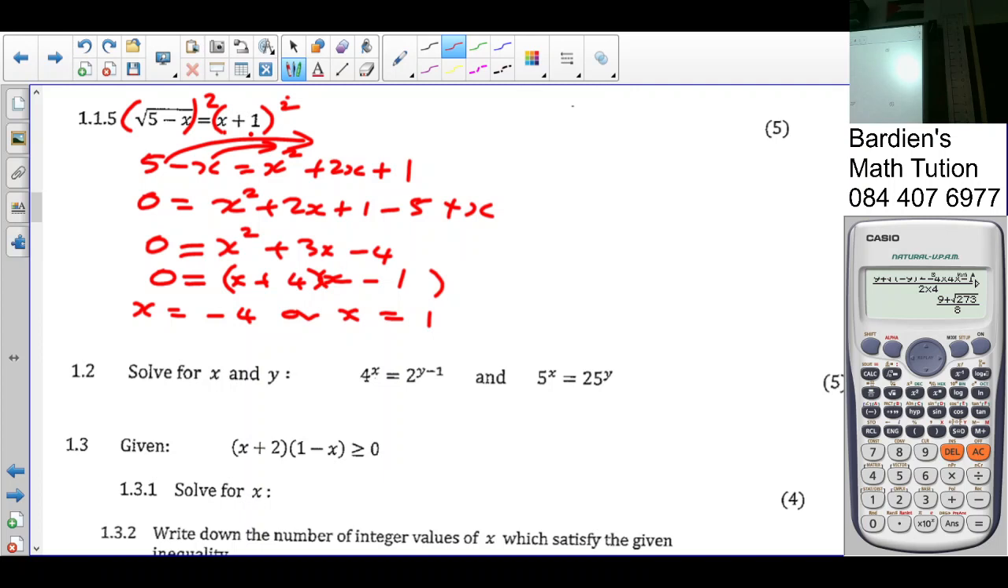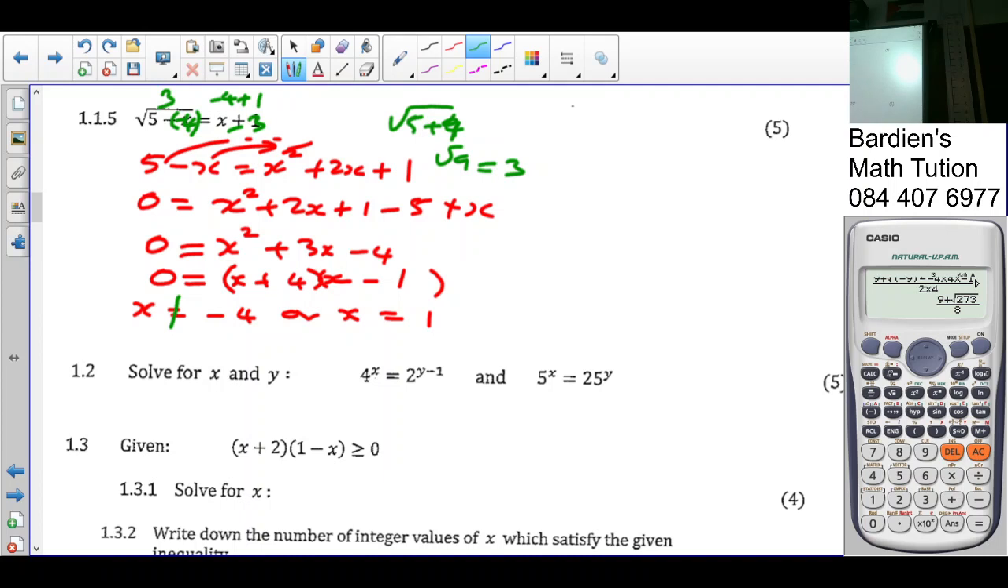Now this sum here, we need to test if it's correct. So what we do is we put negative 4 wherever you see an x. So it's going to be the square root of 5 minus minus 4, which is 5 plus 4, which is 9, which is 3. Can you see that? I put negative 4 on the other side. Negative 4 plus 1 is negative 3. Is 3 equal to negative 3? No. So that is not the solution. Put a line through.